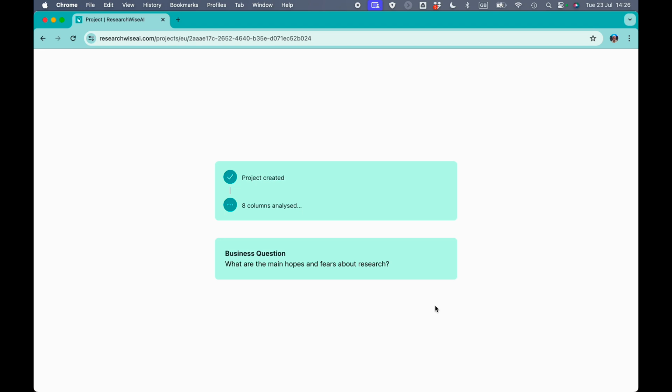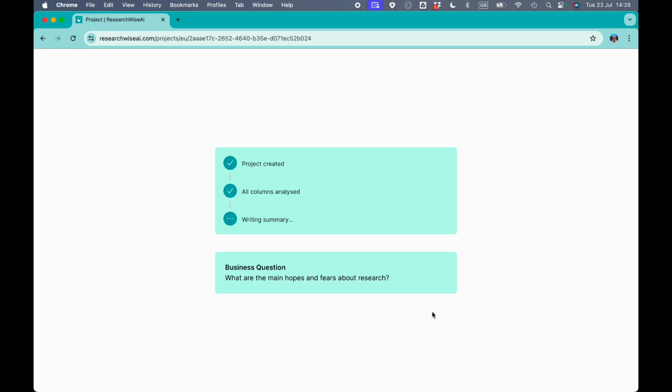It's slightly faster than it is in real time, but it's going through, looking at all the columns in this study, finding out what is the answer to that business question, and creating an analysis of every one of the separate questions in that study. And all of this is the standard ResearchWise that's been around for a while. Once it's done that, it starts writing a summary.